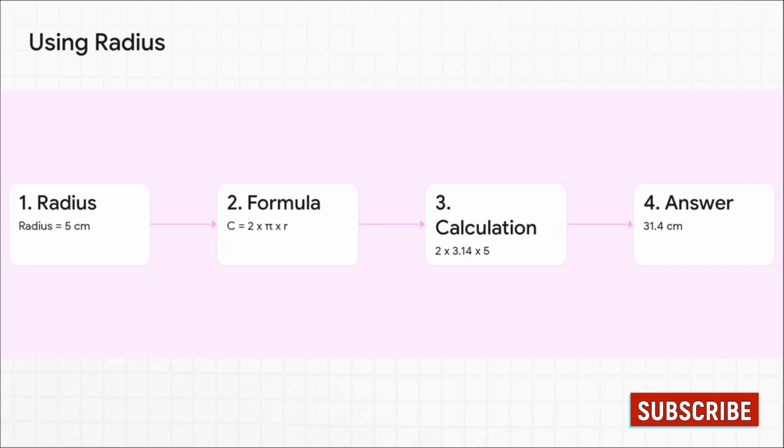Okay, but what if we only knew the radius of that same circle? Well, if the diameter is 10 centimeters, then the radius has to be 5, right? So we use our other formula. C equals 2 times pi times r. Let's plug in those values. 2 times 3.14 times 5. And would you look at that? We get the exact same answer, 31.4 centimeters.